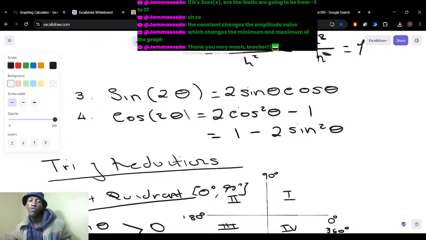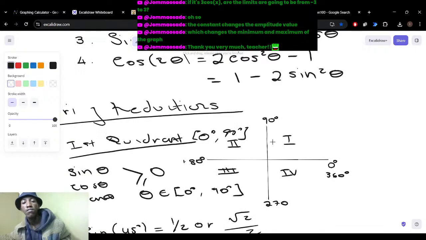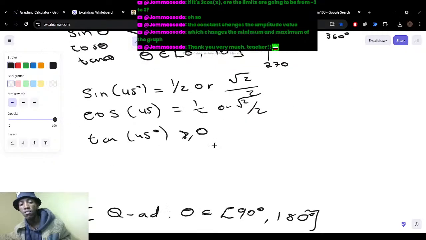Then we went on to cover compound angles, of which I did not provide the proof for these identities because the proof is rather long, but I'll try to prove them tomorrow. And then we went on to cover trig reductions: first quadrant, second quadrant, third quadrant, fourth quadrant.